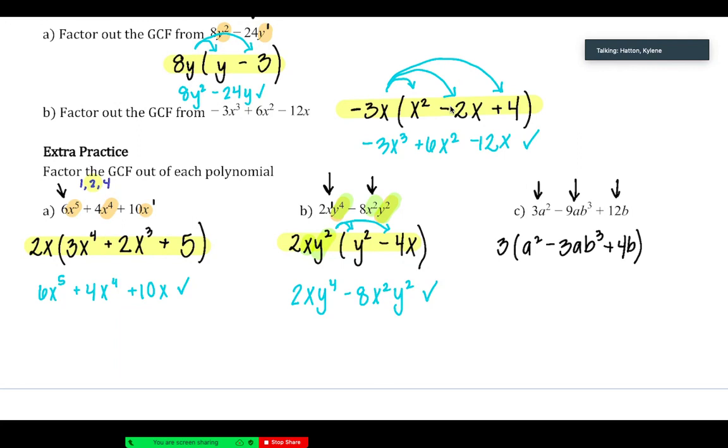And then from there, we can just distribute to check. So 3 times a squared is 3a squared. 3 times negative 3ab cubed. That would be 3 times negative 3, so negative 9. And then the ab cubed stays the same because I'm not multiplying in another variable right here. And then 3 times 4b, 3 times 4 would be 12. And then the b would stay the same. And that gets us back to our original problem, so we know that we did it correctly.